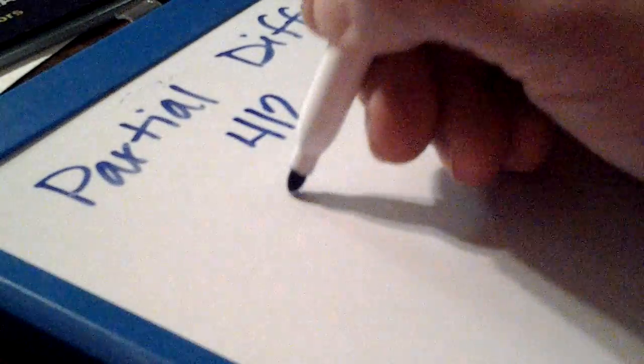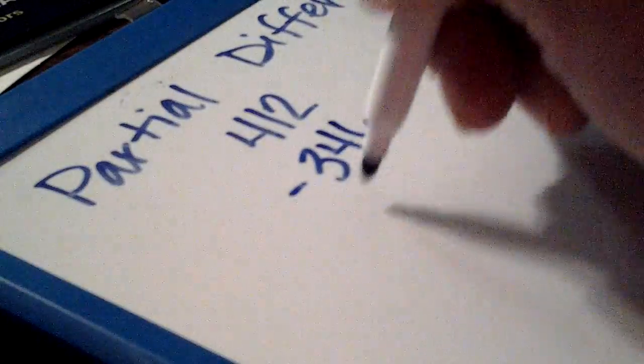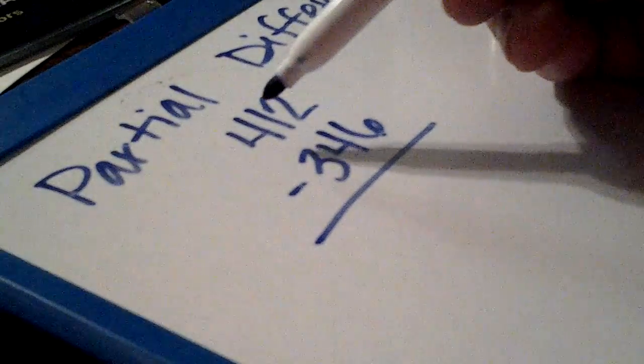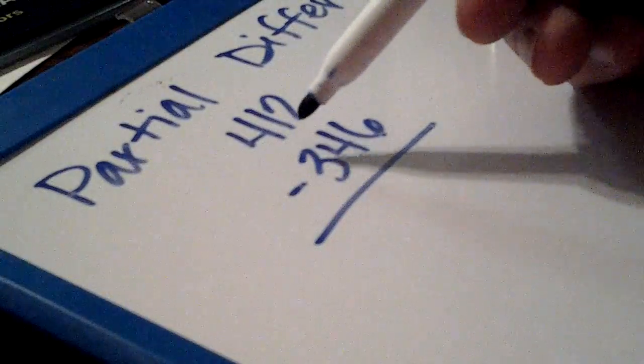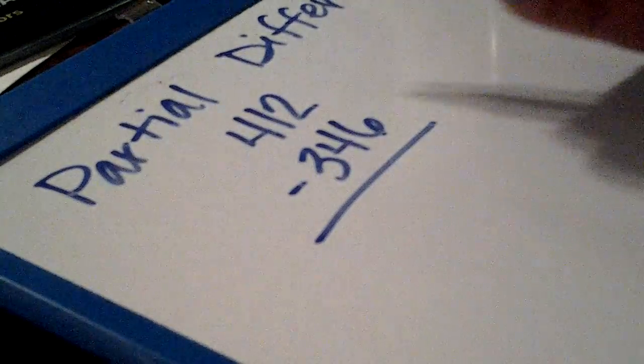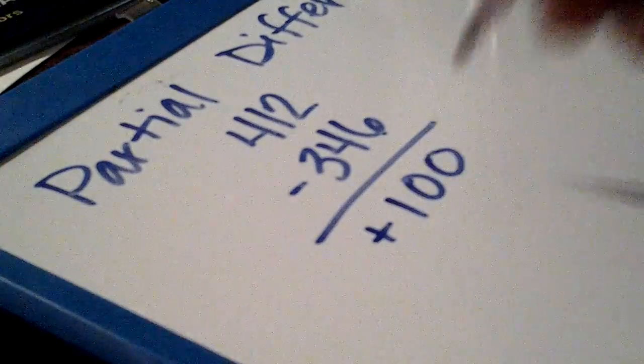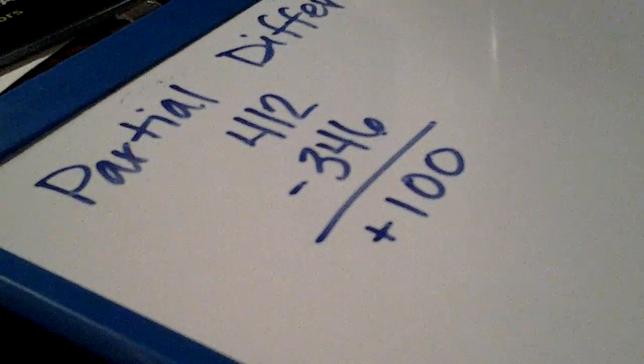The next method I'm going to show is the partial difference. Partial difference, if I take and subtract 412 minus 346, I first look at subtracting the digits in the hundreds place. So 400 minus 300 is a positive 100, because 400 is bigger than 300.